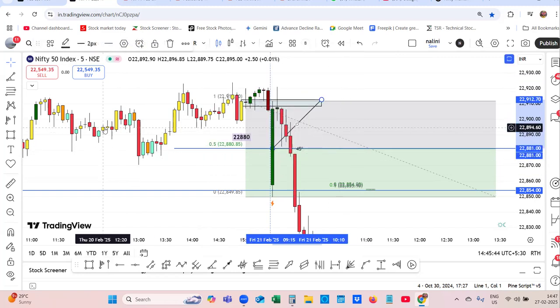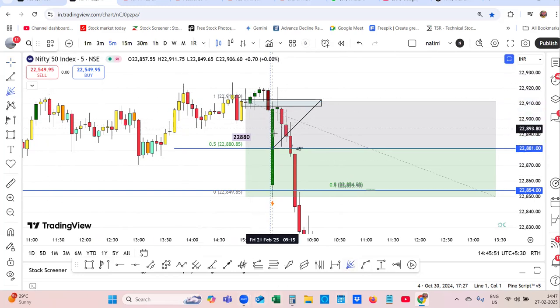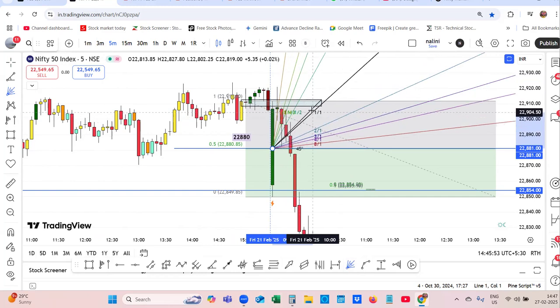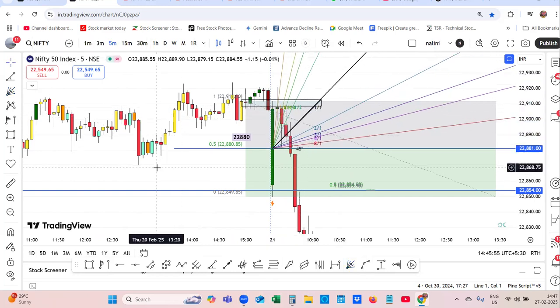This is a very good strategy. You can make profit in this. Now I'm anchoring the Gann fan over here, so you will not have any confusion about which trade you need to be in.